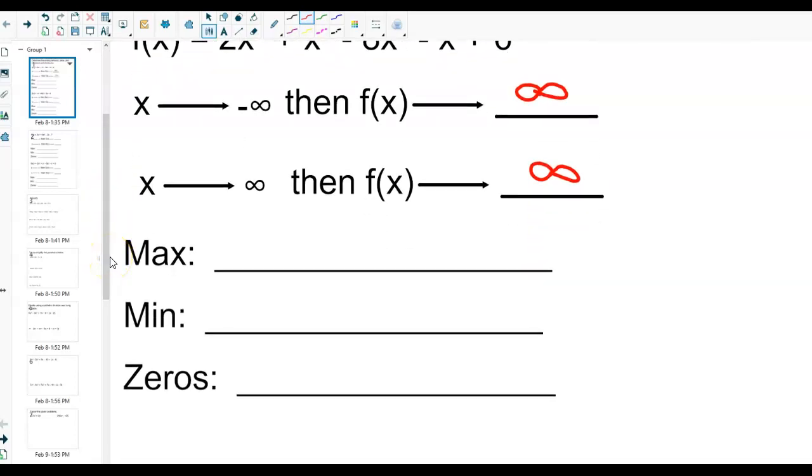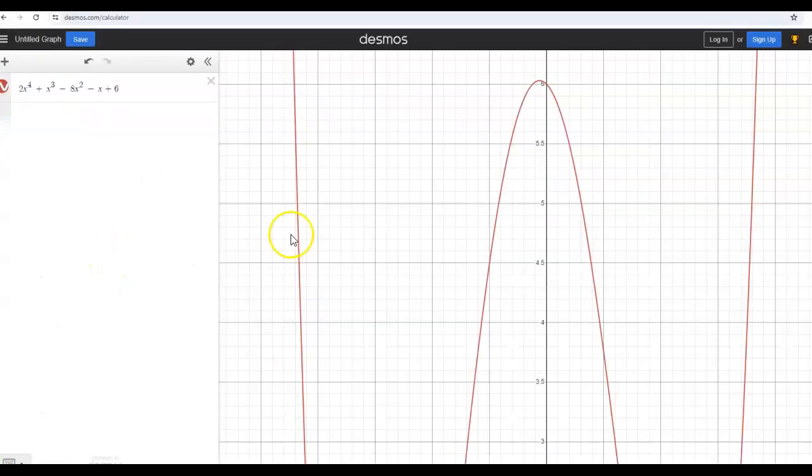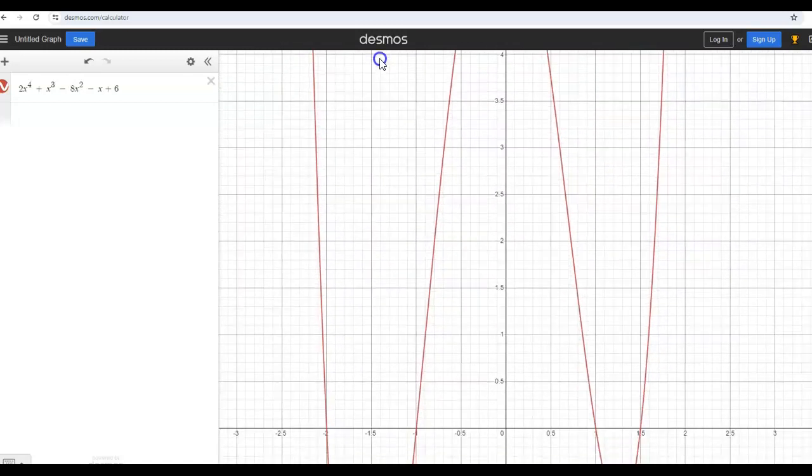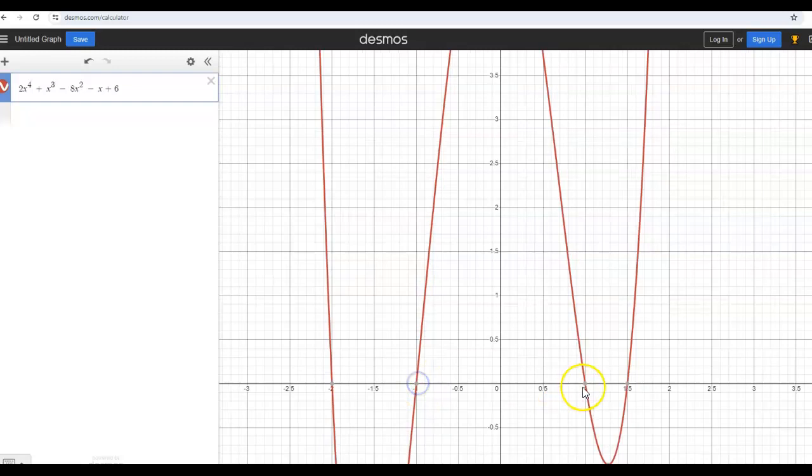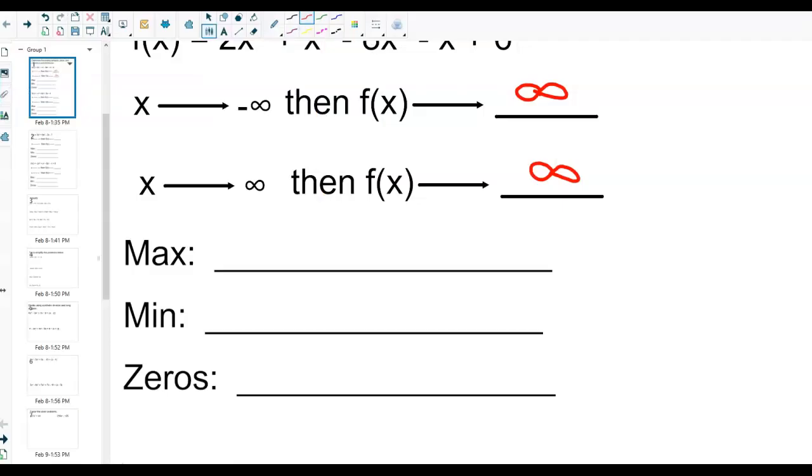Okay. Then I go to my graph for my zeros. My zeros I'm going to actually get first, and that's at -2, -1, 1, and 3/2 or 1.5. You can plug in as a fraction or a decimal. So -2, -1, 1, and I'm going to write 3/2.